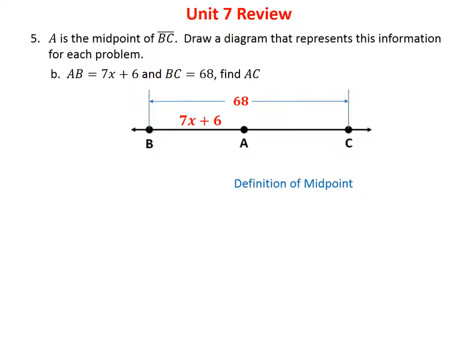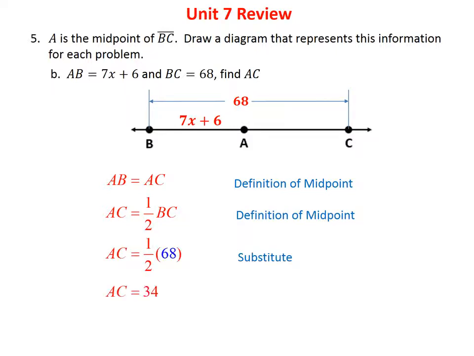If you know that you have a midpoint, you know that AB equals AC, but you also know that AC is simply half of BC. So I don't even need to worry about the X part. All I need to do is realize that AC is half of BC. So what's half of 68? And the answer is 34.